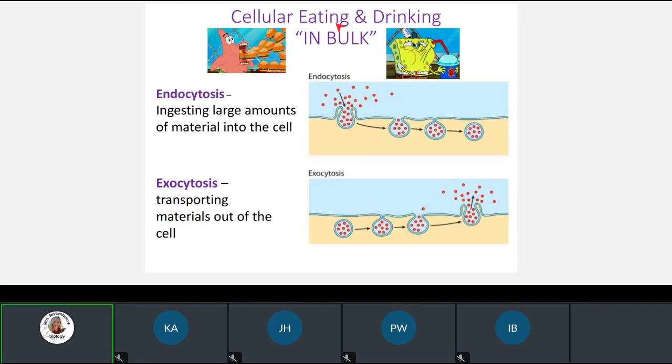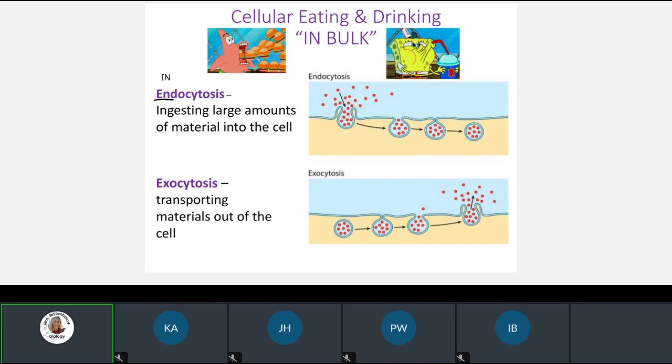All right, so cellular eating and drinking. This is what we call endocytosis and exocytosis. SpongeBob to the rescue for this lesson. Endocytosis is when we take in large amounts of material into the cell. Right, here we go. So you see how we get this pocket in the membrane that kind of engulfs. All right. Endocytosis brings something what? Into the cell. Endocytosis brings stuff into the cell.